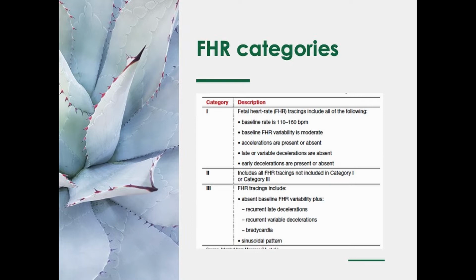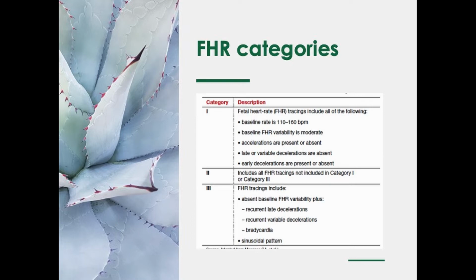Accelerations, they can be present or absent. If you see accelerations, it's almost always reassuring, right? But it doesn't mean it's a category 1 tracing. So we use accelerations, but not necessarily always to categorize it 1, 2, or 3, okay? Later variable decelerations are absent, and early decelerations, they can be present. You can have a category 1 heart rate with decelerations, only if they're early, okay?